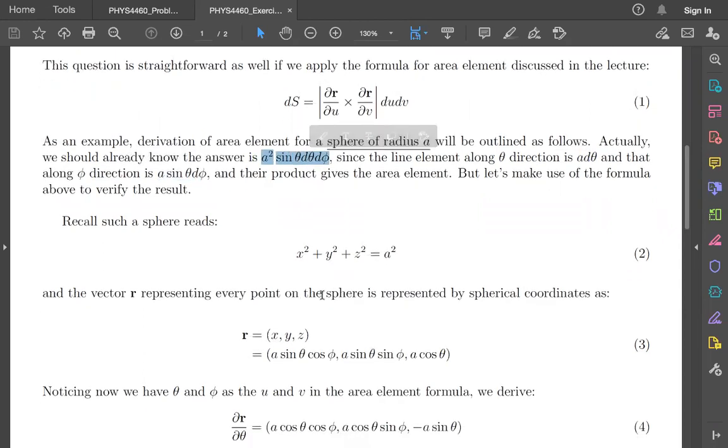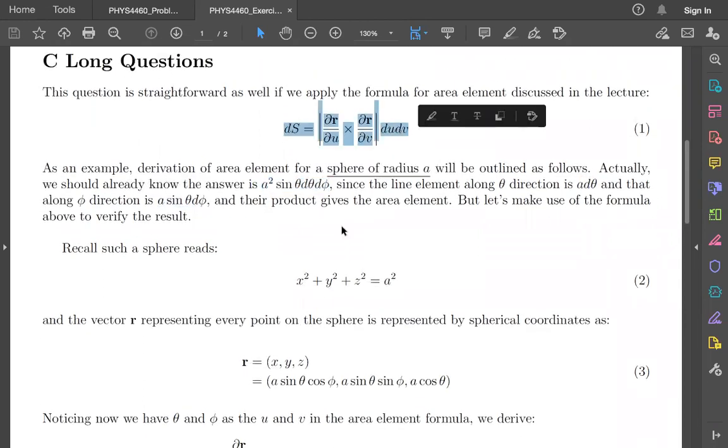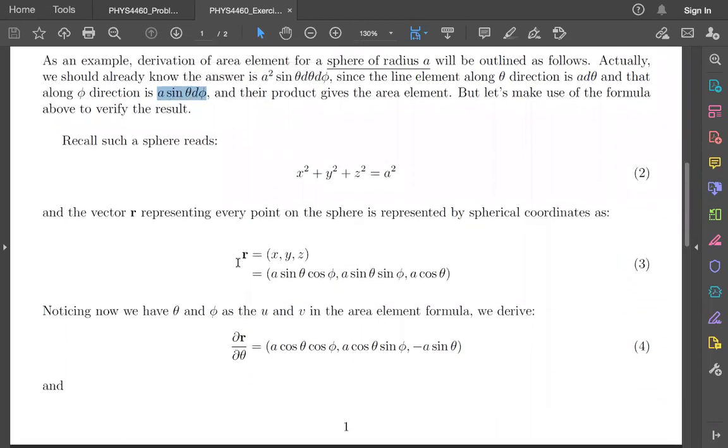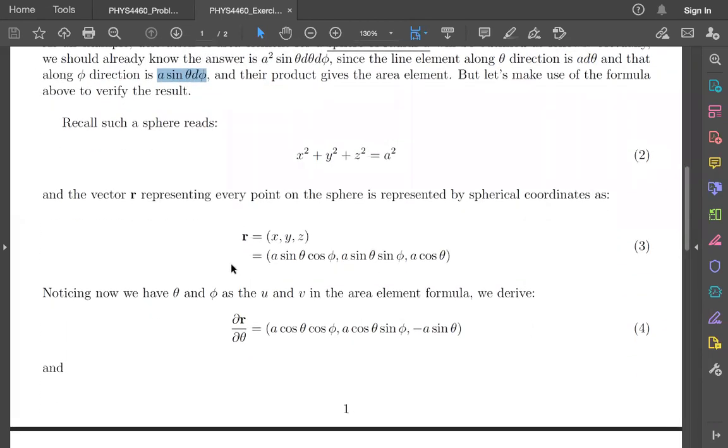But anyway, let's try to use this formula to derive the result or to verify whether it is this thing here. So basically, it's very straightforward. We just try to find the XYZ, the point on the sphere in terms of theta and phi, the two parameters that we use to parameterize the sphere.